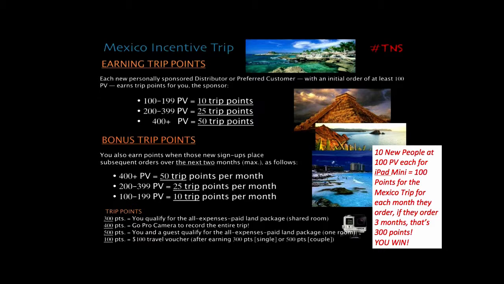So if I have 10 people, because I'm going for the iPad mini first, that is 100 points each, for everybody with a 100-point order, I get 10 trip points. They not only give me the points the month they come in, but again, it's this 3-month commitment. I get points if they order the second month and the third month. So in the case of the 10 people, 10 points a person times 10 is 100, times 3 months if they stayed on ADP, there's 300 I can win.